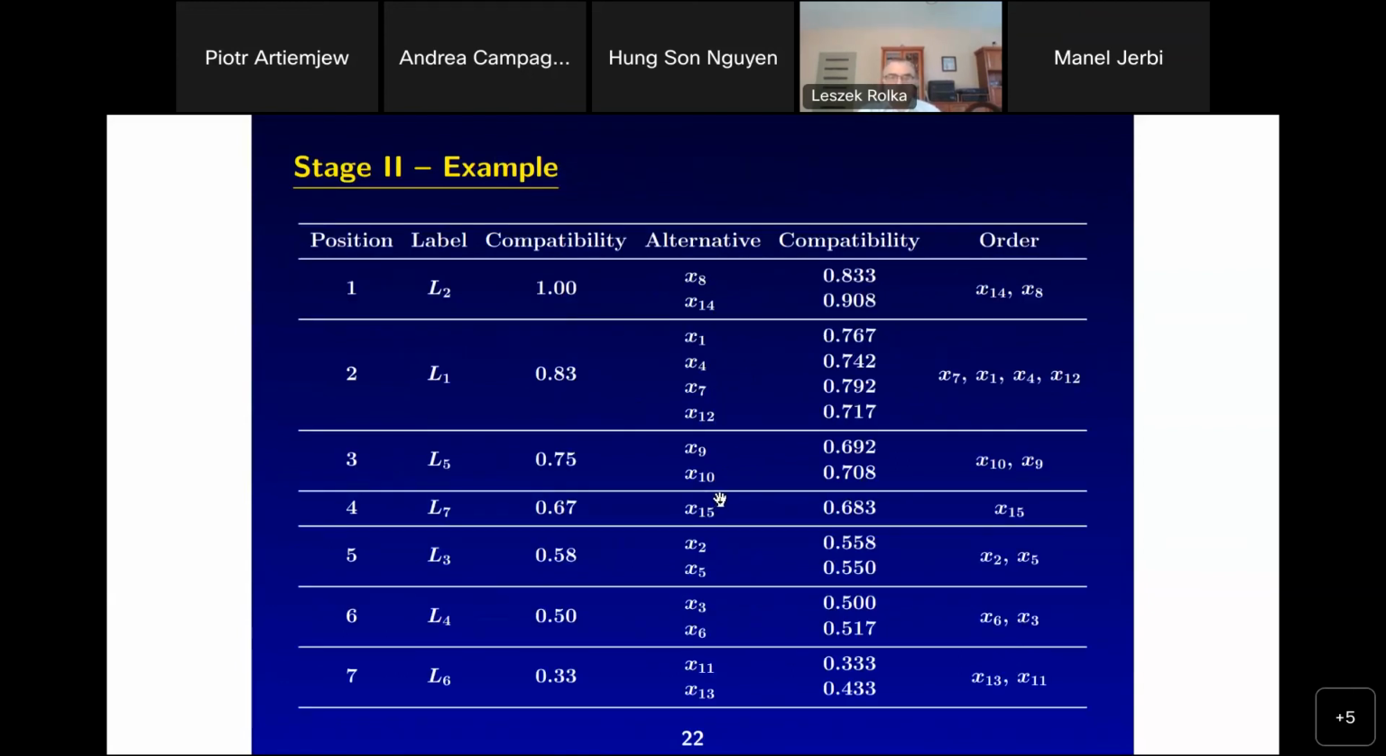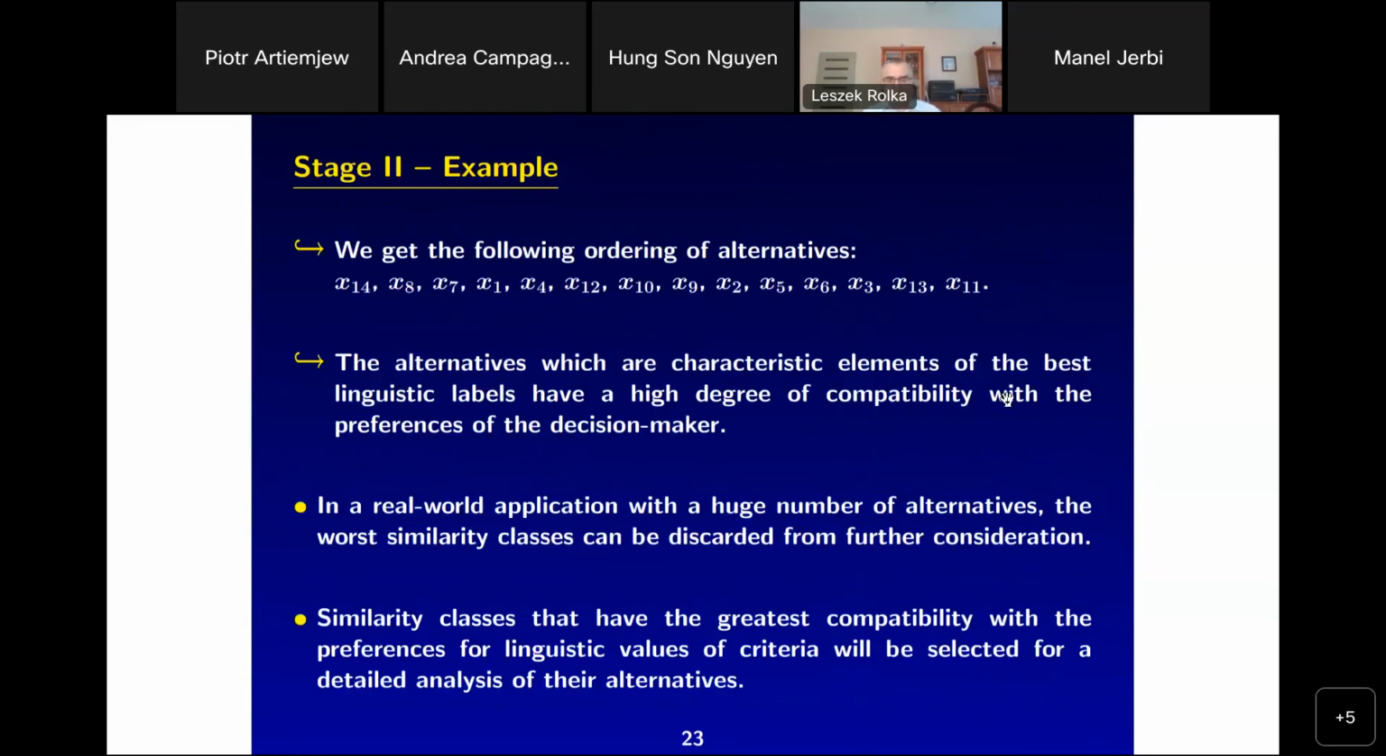This table contains the summary of the results. In our small example, all linguistic labels could be well evaluated and selected for a detailed analysis at the second stage, and the linguistic labels were ordered according to the compatibility, and their characteristic elements were also ranked. And the final ranking is in accordance with our expectation. That is, the best alternatives are characteristic elements of the best linguistic label.